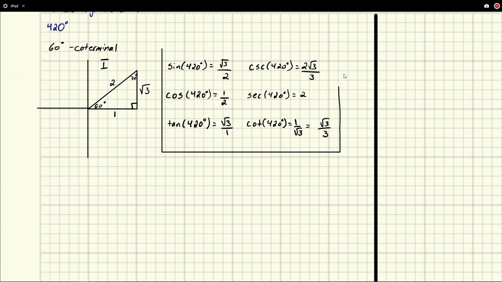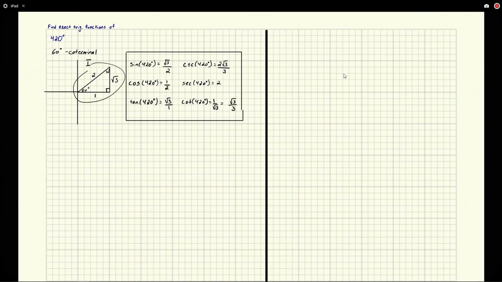So all you need to do is figure out, what kind of a triangle are we using here? Is it a special triangle where we could take advantage of some things that we already know about it? And then using those things, we can go ahead and determine the trig functions.